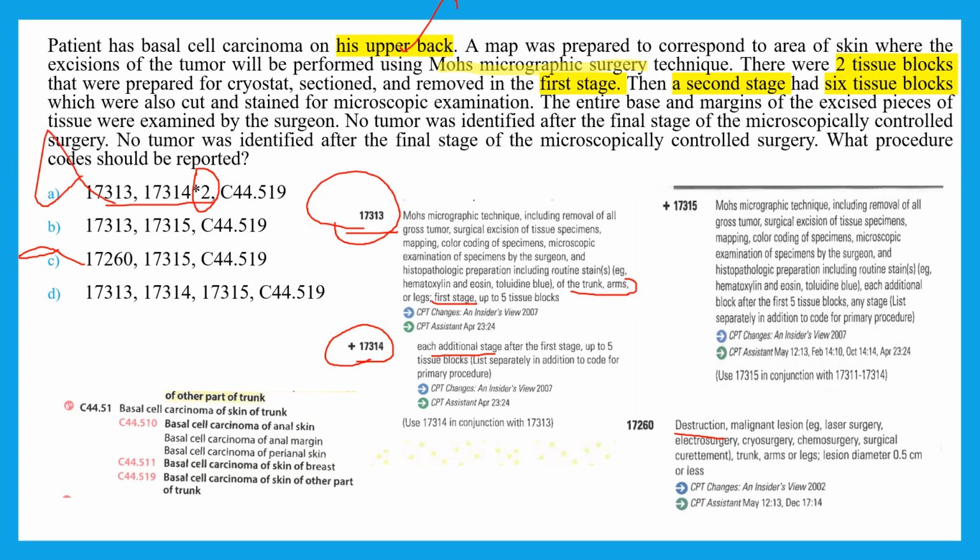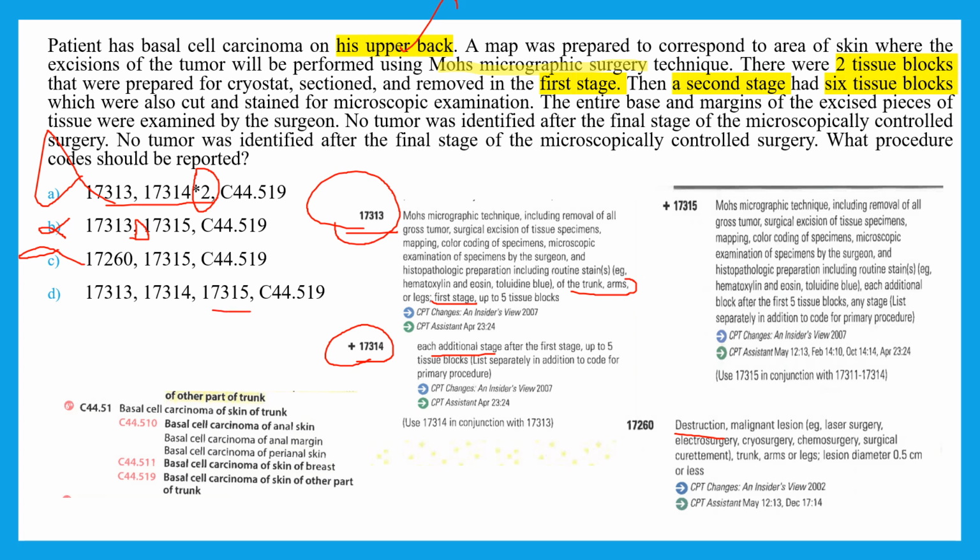Next, option B and option D. Now we know that 17313, 17314 is right. They have directly mentioned it. So here in option B, 17314 is missing, right? We need to indicate that 2 stages were performed. For the first stage 17313, for the second stage 17314. But here 17314 is not available. So directly you can reject option B. What's the right code? 17313, 17314. Why have they given 17315?